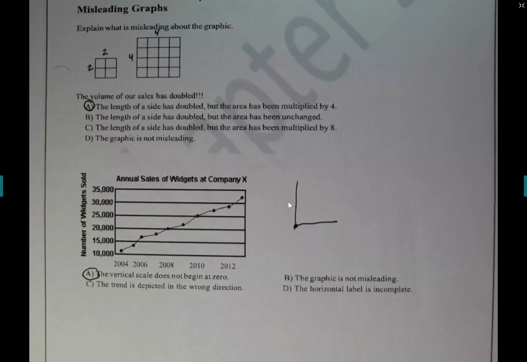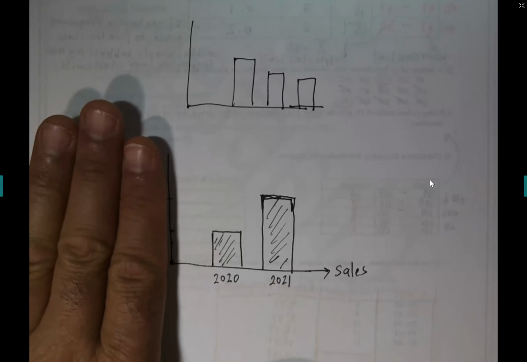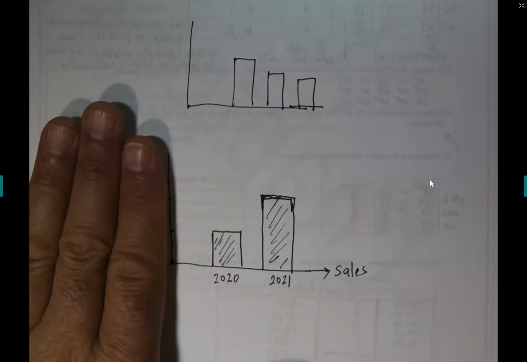And I'm going to show you how this can be misleading. I'm going to just display this graph. Just give me a second. This is a graph that displays the sales that a salesperson did in 2020 and then in 2021. The salesperson decided to start the graph at 50,000. If a person is just looking at the data, what impression would they make right away by looking at the bars?